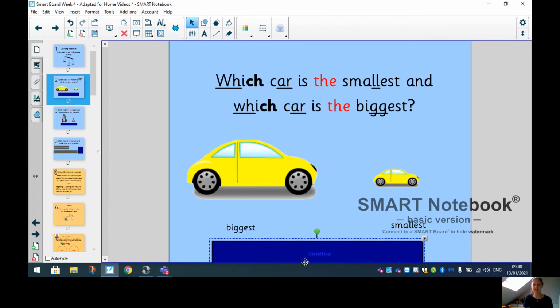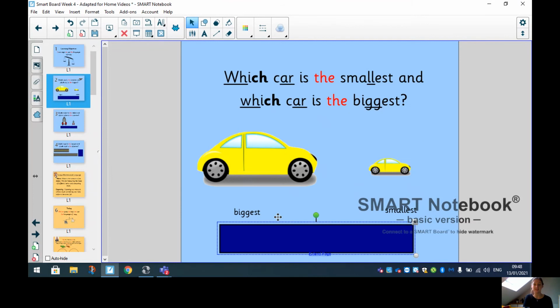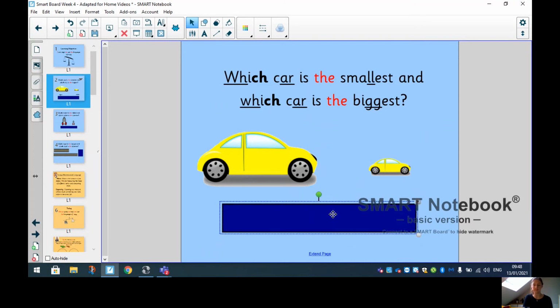That's right, it is this one. Oh, this one here is the biggest. We can see it is bigger than this one here. When we are comparing the size, this one is the smallest, okay?